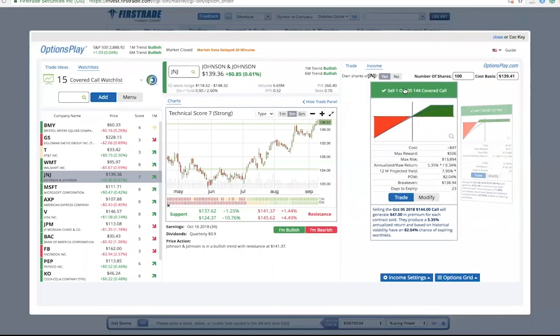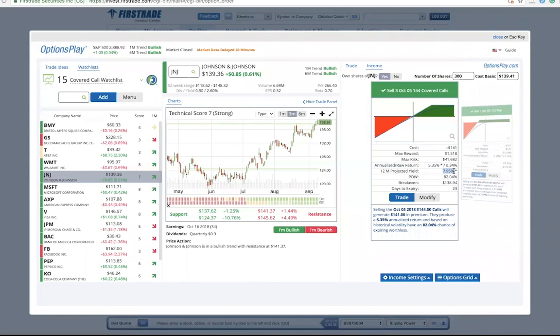It allows you to enter the number of shares you own. So let's say you own 300 shares of Johnson & Johnson. It'll show you to sell 3 contracts of the October 5th 144 covered calls. Johnson & Johnson pays a 2.6% dividend yield, so if you own the stock, you're getting a decent yield. However, by selling the October 5th 144 calls, you're going to generate an additional 5.35% annualized return on the stock. So that brings your total yield on the stock to almost 8% by adding covered calls.